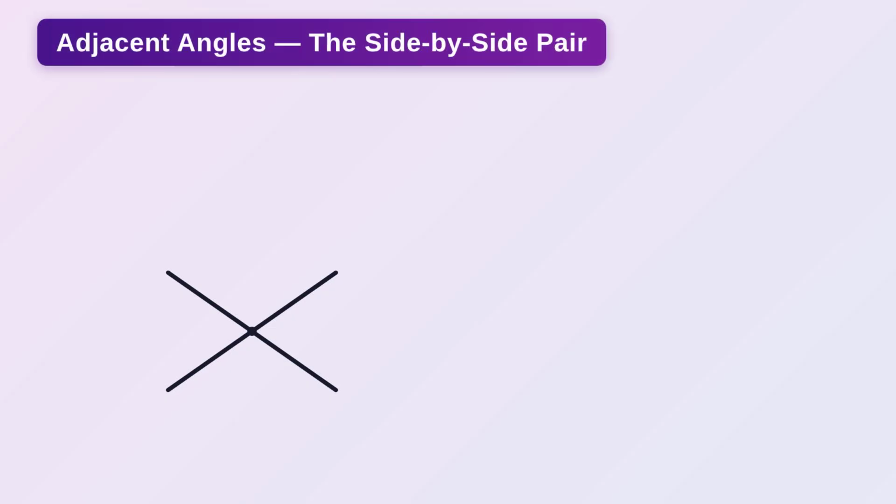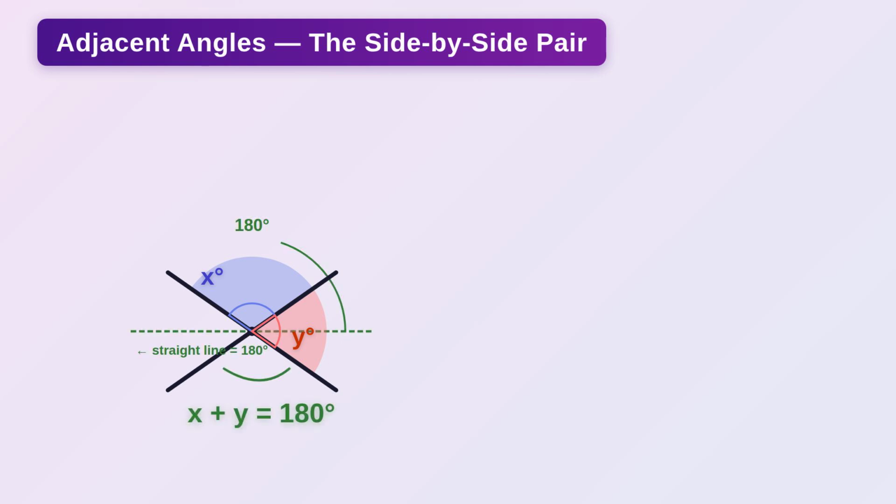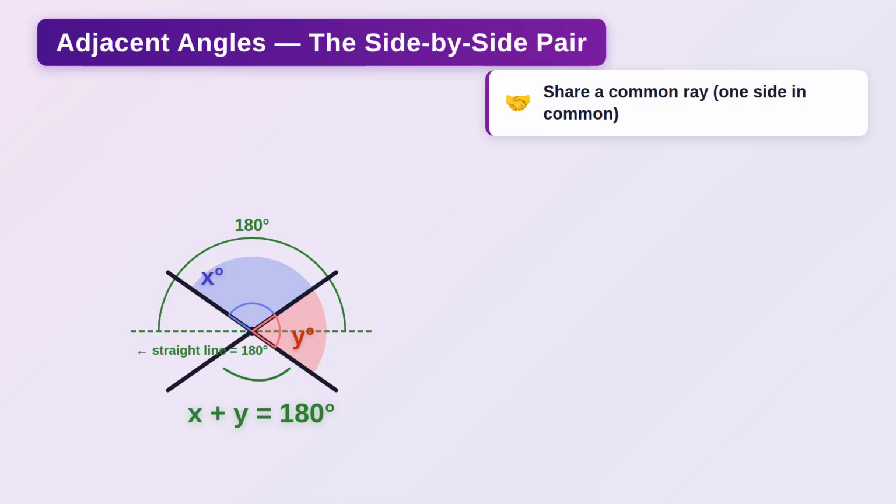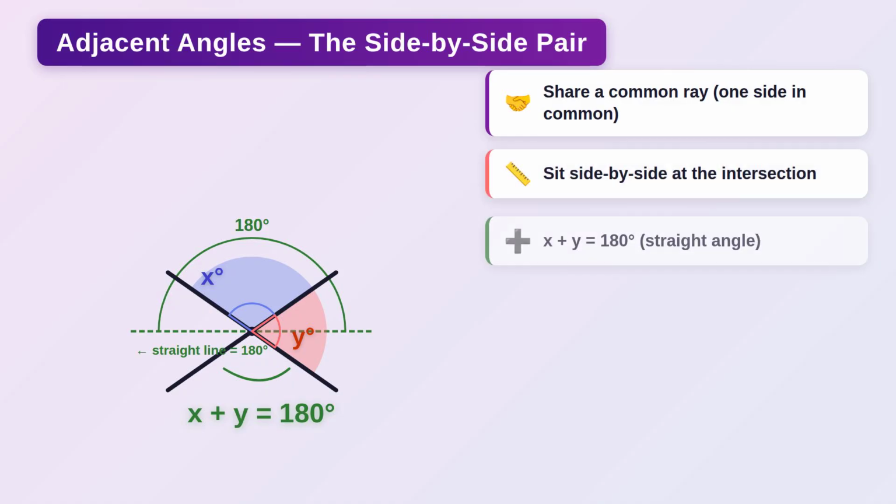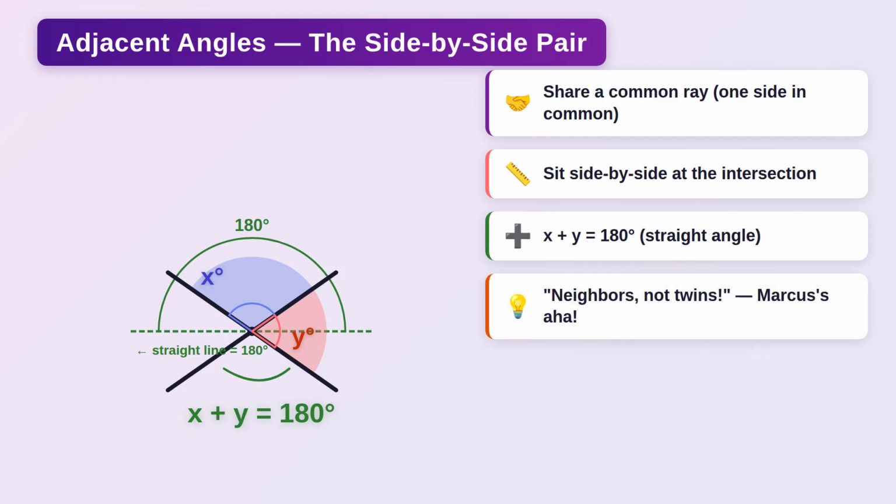Now let's meet adjacent angles. These are the angles that sit right next to each other at the intersection. Neighbors, not twins. Adjacent angles share a common ray, which is just a fancy way of saying they share one of those lines coming out from the center. Here's the key fact. Because they sit along a straight line together, adjacent angles always add up to 180 degrees. That straight line is called a straight angle, and it's always 180 degrees. Marcus just had his first big aha moment.